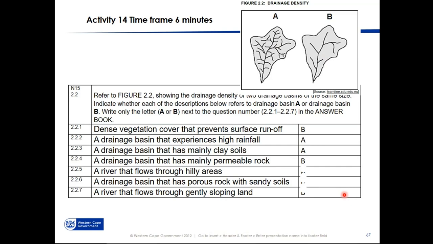A river that flows through hilly areas. Okay, so now you can see for yourself over there, right? This is all little parts over there, and that one over there. And so we're going to go to A there. Right, then a basin has porous rock with sandy soil. Okay, remember we said porous, sandy soil, water goes into the ground. So you don't see lots of water here. You just see these single rivers or tributaries.